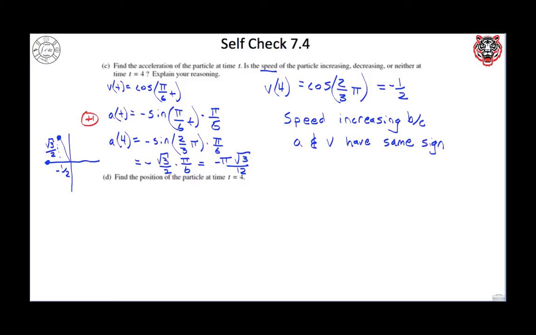All right, so this is how you're going to score it. If you said speed increasing, give yourself +1. If you gave the reason because acceleration and velocity have the same sign, give yourself +1. You need to have that explanation. I had that speed is increasing. I think you'll still get a point there.